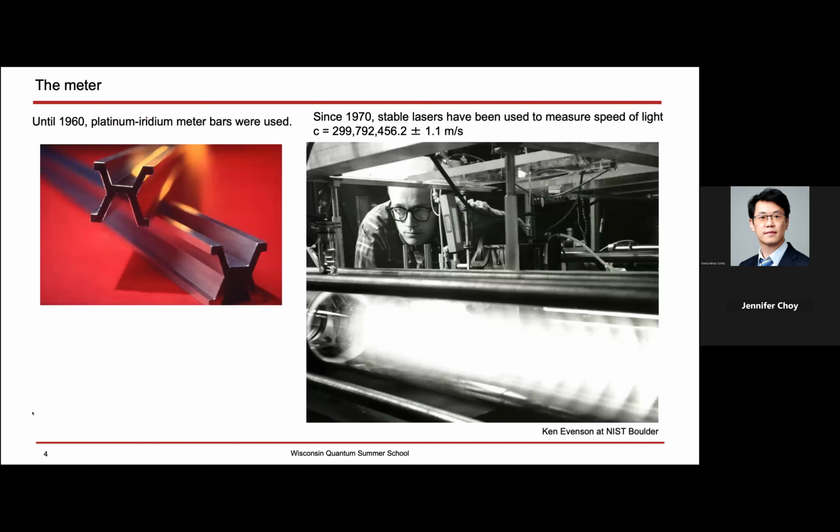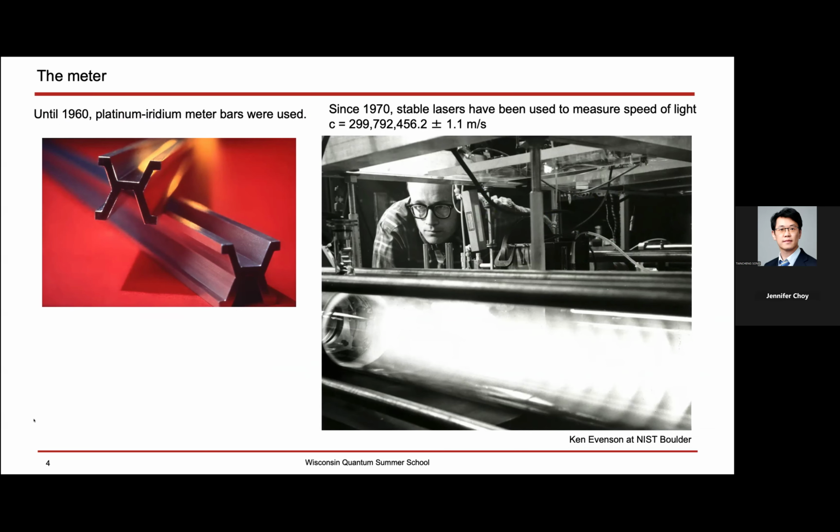What I've shown here on the upper left are these platinum iridium meter bars, which is how we used to define a meter, the length of those bars. And of course, that means you have to keep these bars in pristine conditions and then periodically measure them. Since the advent of stable lasers, back in the 1970s, we can use another method of determining the meter, which is to measure the speed of light in vacuum.